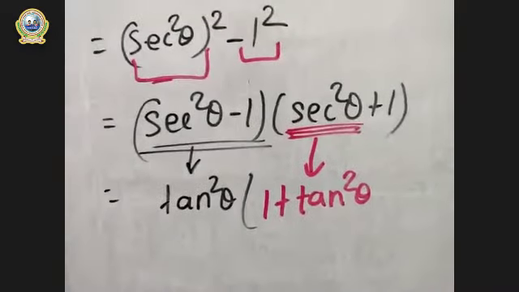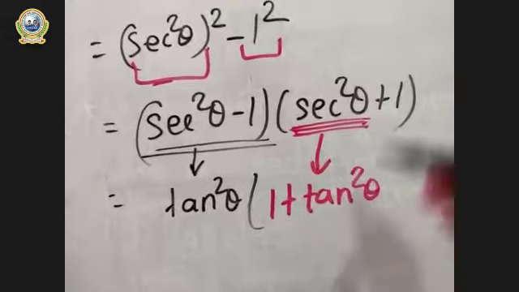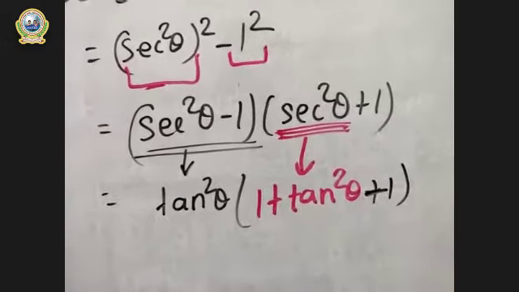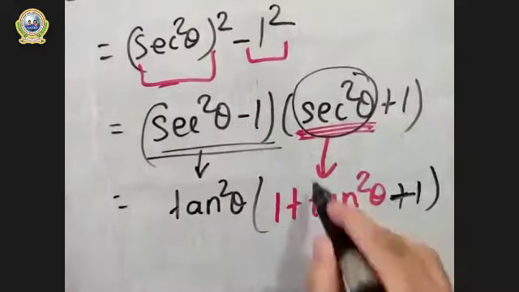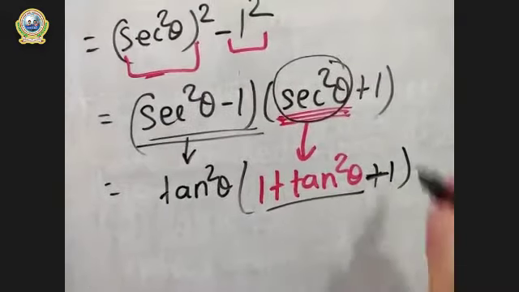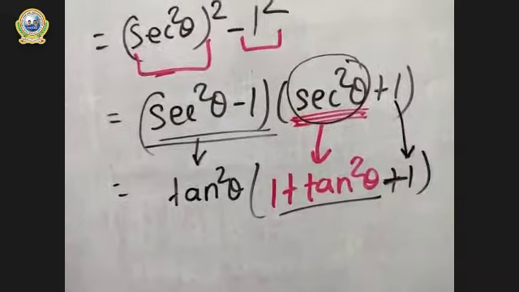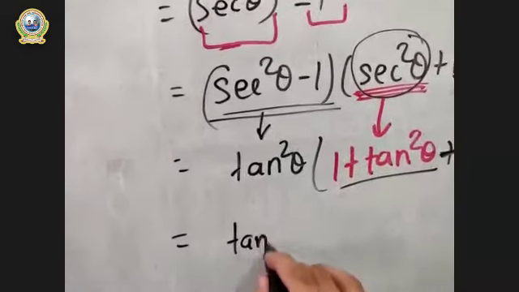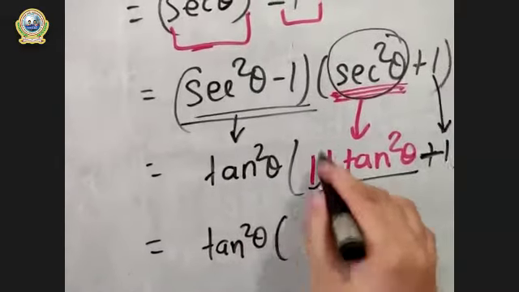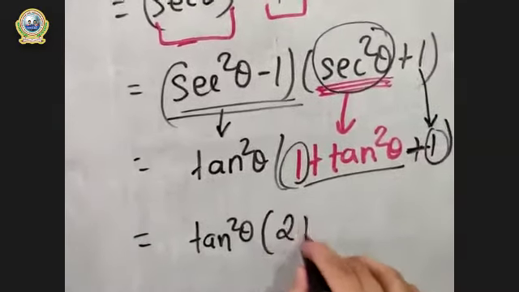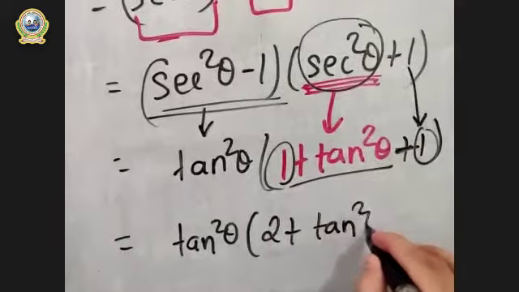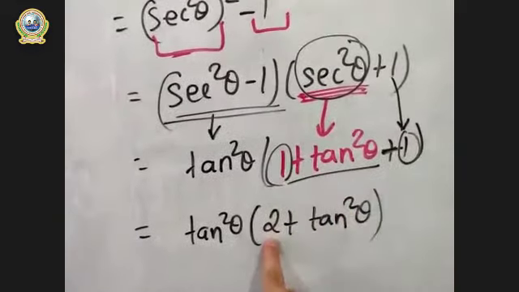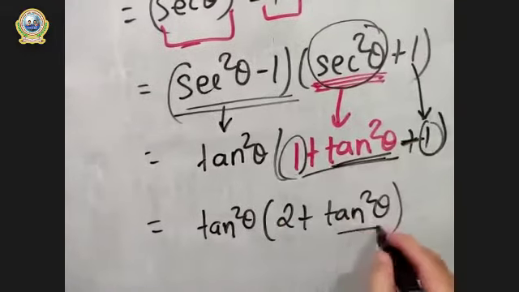You can watch our previous videos or notes. And the 1 of the right part is as it is. Are you getting this? The sec square theta can be written as 1 plus tan square theta, and the 1 of the right part remains as it is. Is this clear? So now this will be tan square theta, and 1 and 1 added becomes 2, so 2 plus tan square theta. Solving further, 1 plus 1 becomes 2, and the tan square in the middle is as it is.